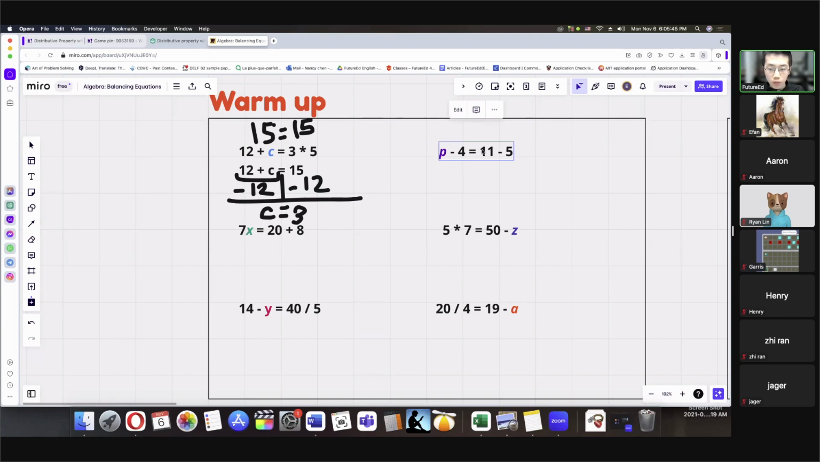Henry? Okay, sorry. So Henry, were you saying something? Can you help me with the second question, please? So we have P minus 4 equals 11 minus 5. What can we try first to simplify this?